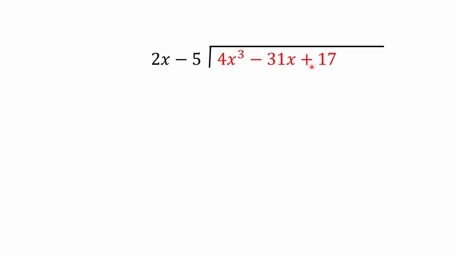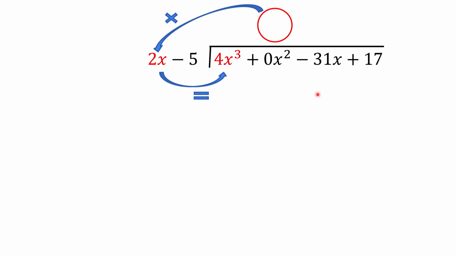This is in standard form, but as you notice, it is missing a term. It goes from 4x^3 to x. So let's give some space and add that 0 times x squared. As you can see, adding a 0 really doesn't change the value, but it does create space, which we're going to need shortly. So let's begin.